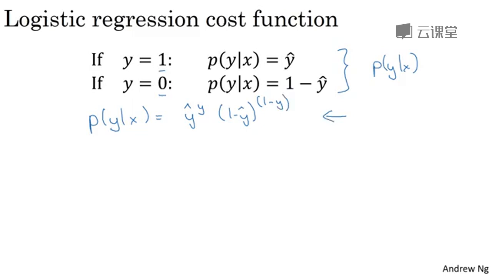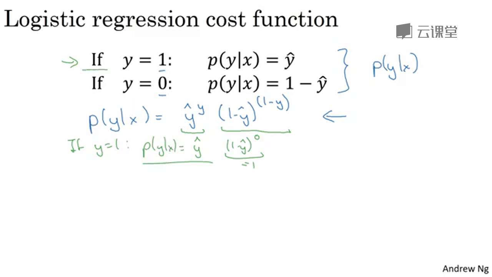Let me explain why. In the first case, suppose y is equal to 1. Then the first term ends up being y hat, because that's y hat to the power of 1. The second term ends up being 1 minus y hat to the power of 1 minus 1, so that's the power of 0. But anything to the power of 0 is equal to 1, so that goes away. And so this equation just says p of y given x equals y hat when y is equal to 1. That's exactly what we wanted.